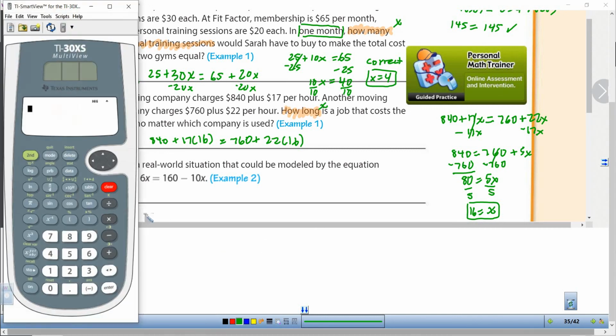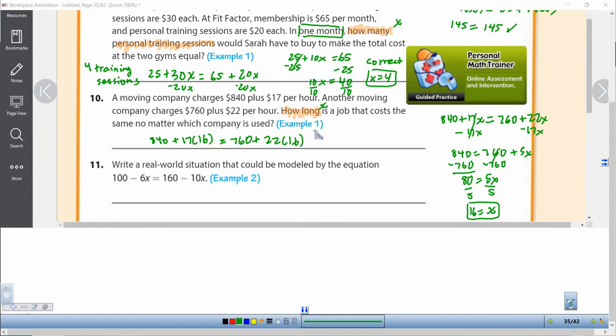All right, so at this point, I'm going to go ahead and get out my handy dandy calculator and use it to help me out. So 840 plus 17 times 16, that is 1,112, in this case dollars. All right, 760 plus 22 times 16, fingers crossed, 1,112. So it does check.